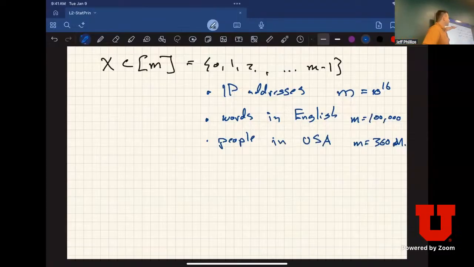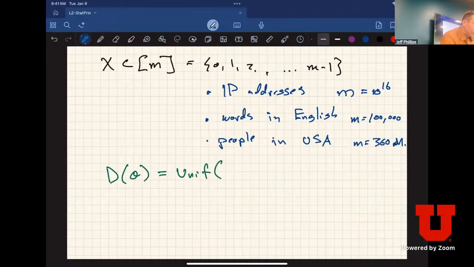And so I have some fixed number of people, ignoring people being born and dying over time. Or it's smaller, say the students enrolled at the University of Utah, then I can treat this as my space of things. Abstractly, I'm just going to use this between 0 and m-1. Okay. And then we're going to add a distribution on top of it. We're going to say that the distribution is just going to be the uniform distribution on M.